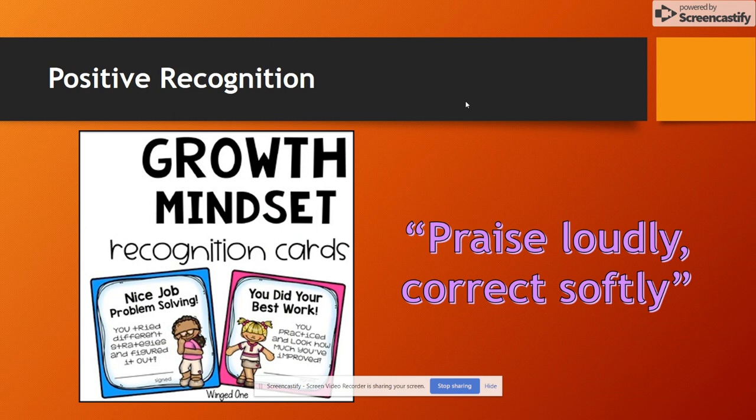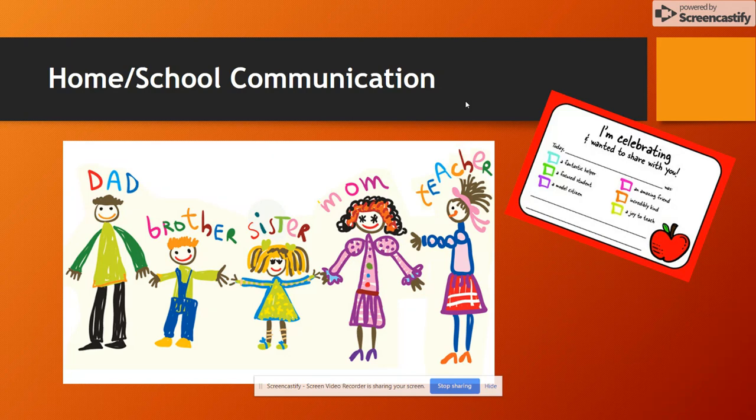Positive recognition. High rates of positive recognition is always important. Do students hear 4 positives for every 1 correction? Effective home and school communication through a variety of avenues such as Schoology and behavior think sheets. Remember to use your pre-corrections and daily reminders.